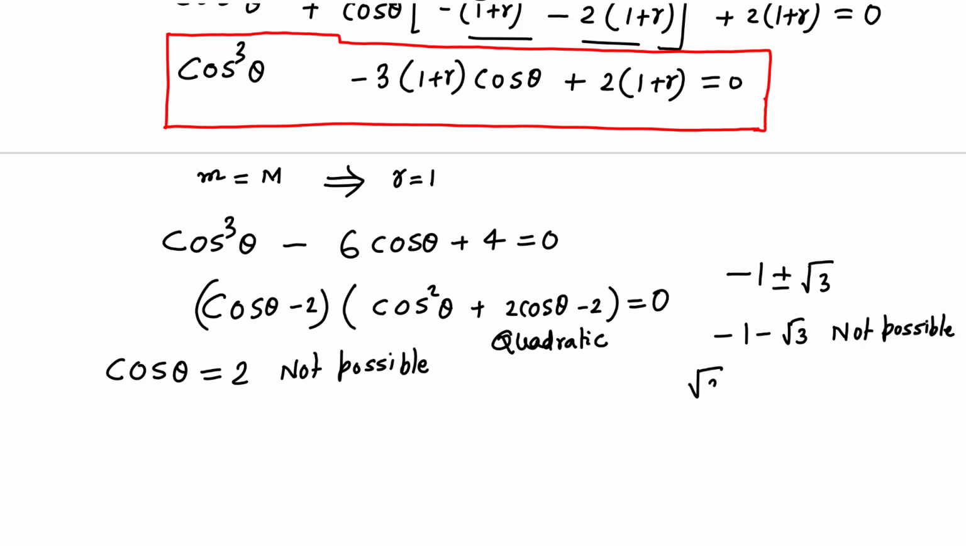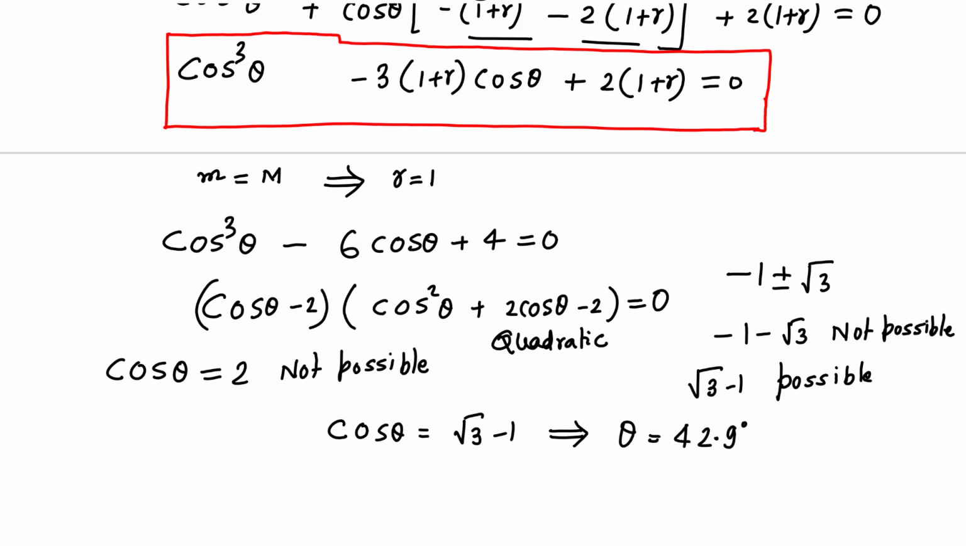Another solution that is left is root 3 minus 1. So this is the only possible solution. So we will have cos theta equals root 3 minus 1, and this gives theta equals 42.9 degrees. So if both masses are equal, in that case the particle will leave the hemisphere at around 43 degrees of angle from the vertical.